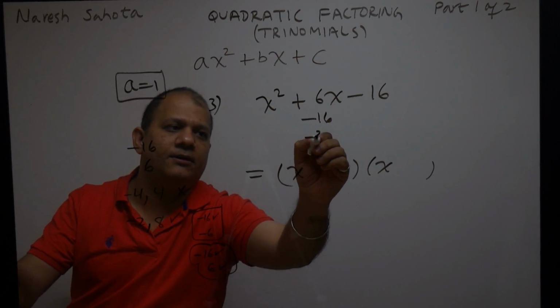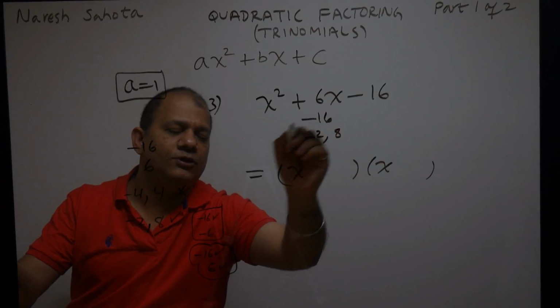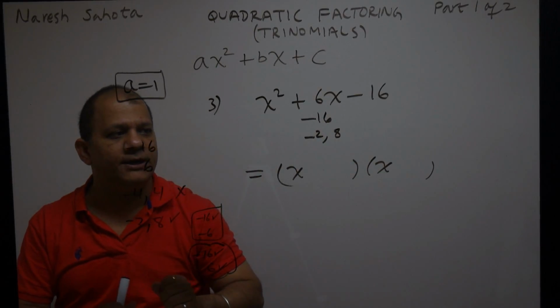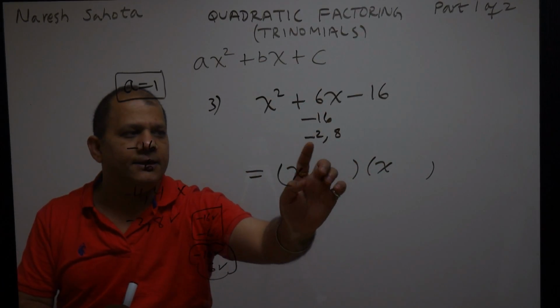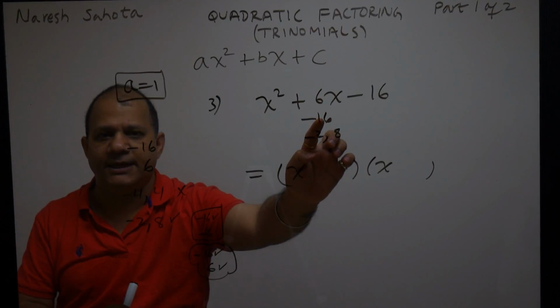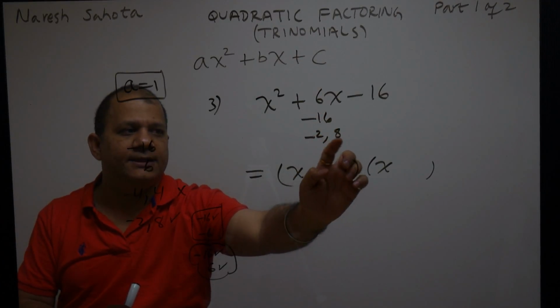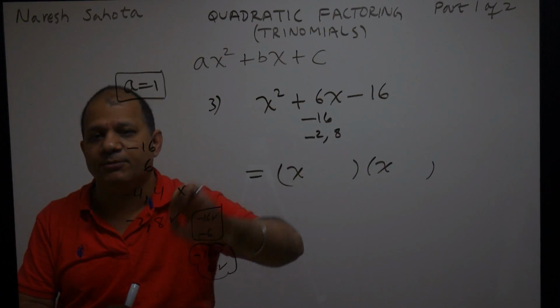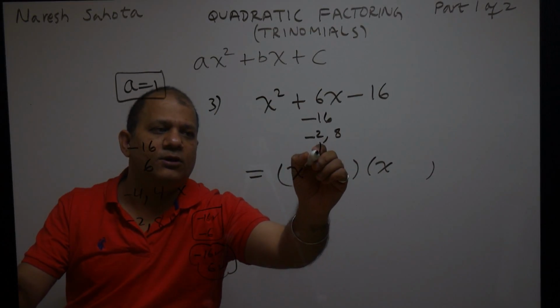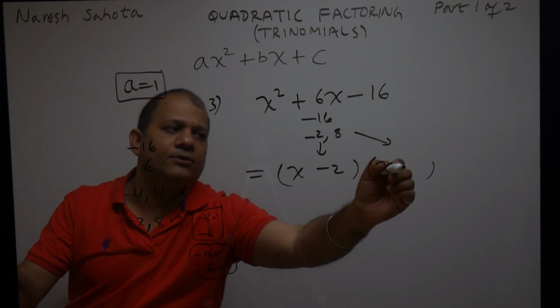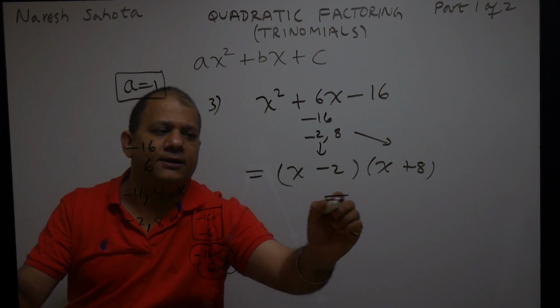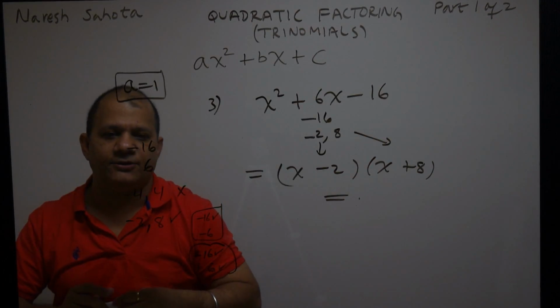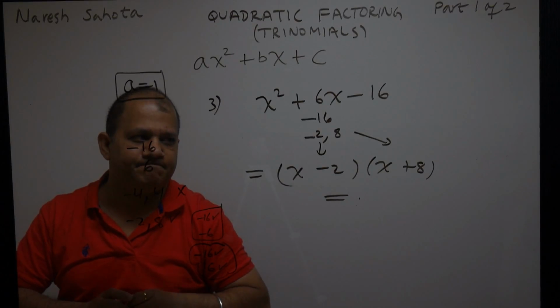So I'm going to come here and write negative 2 and 8. Double check again: negative 2 times 8 gives me negative 16. And when I add these, negative 2 plus 8, or 8 take away 2, that gives me positive 6. So now put minus 2 here and put plus 8 here, and you're done. So that's your factor there.